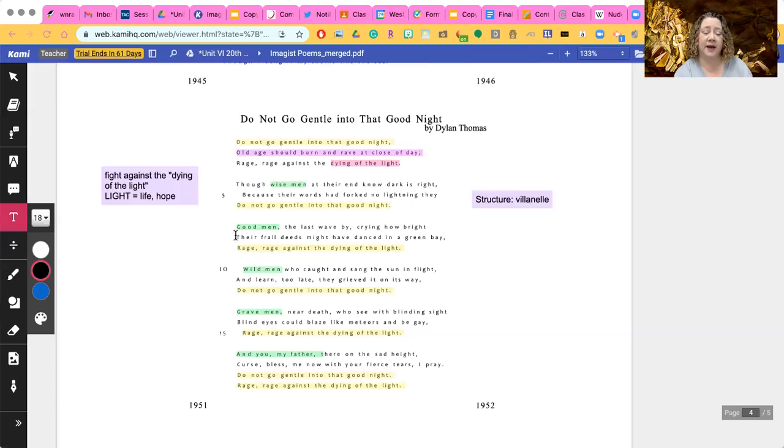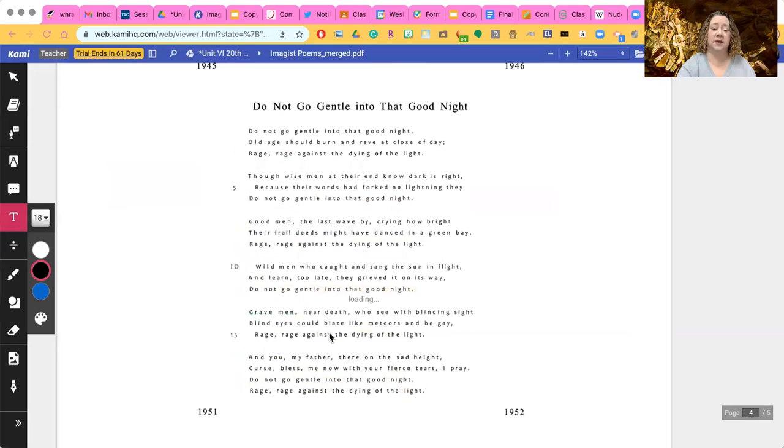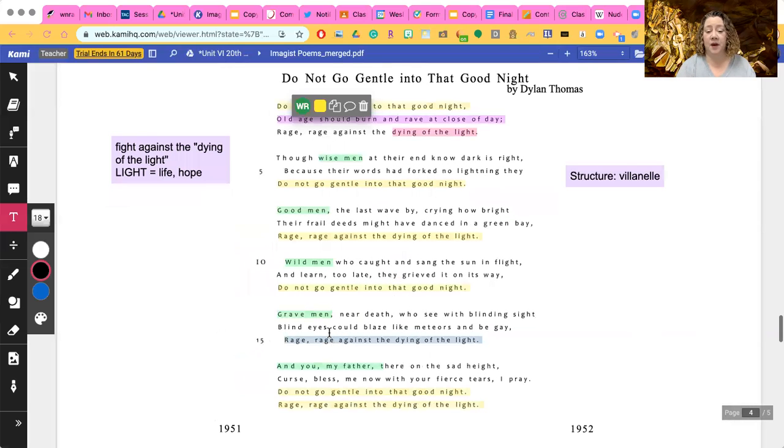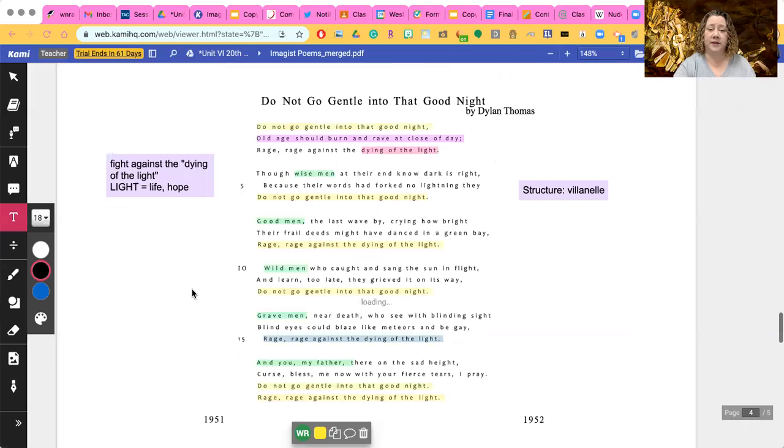It's generally about death, and it's mainly about his father, because he talks about wise men, good men, wild men, grave men in general, but then the final stanza says, "And you, my father, do not go gentle into that good night." He doesn't want his dad to die. So that poem has levels.